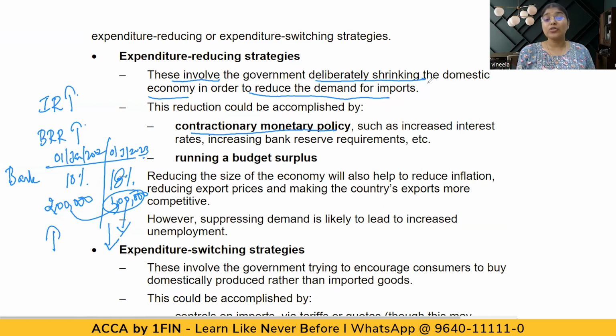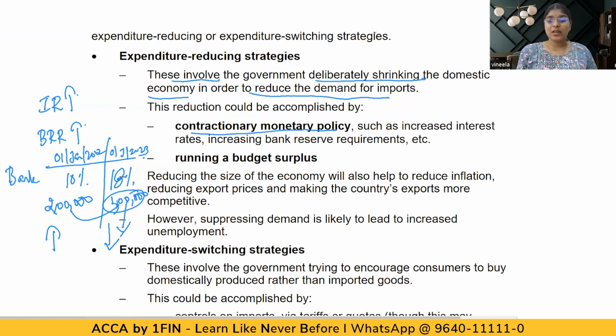Deliberately, you are trying to shrink your domestic economy by reducing the demand for imports. How have you reduced the demand? By increasing the interest rate for loans. People who don't want to take loans for importing or for their business purposes also will not be able to take loans now, because in 2023, 18% is the interest rate, which is not affordable for them. That is one strategy they are following.